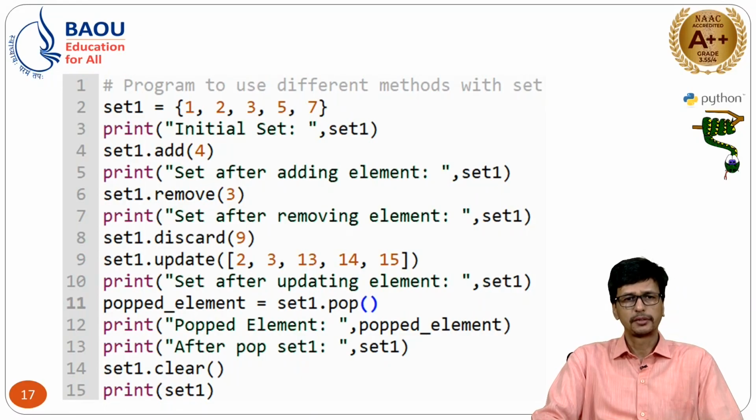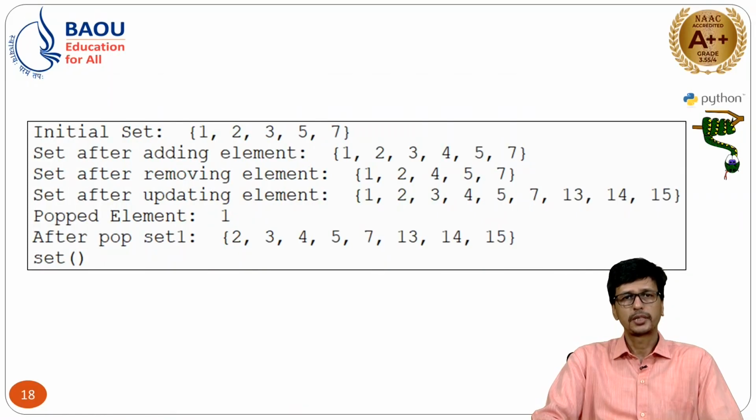Then after discard, we have already discussed the difference between remove and discard. Then if you want to pop some element and assign it to some variable, if you want to print which value was popped, in that case you are using this pop method. And finally the clear method, for example when you want to clear all the elements but not the data structure, in that case you are using clear. So this is the output of that previous program, right?